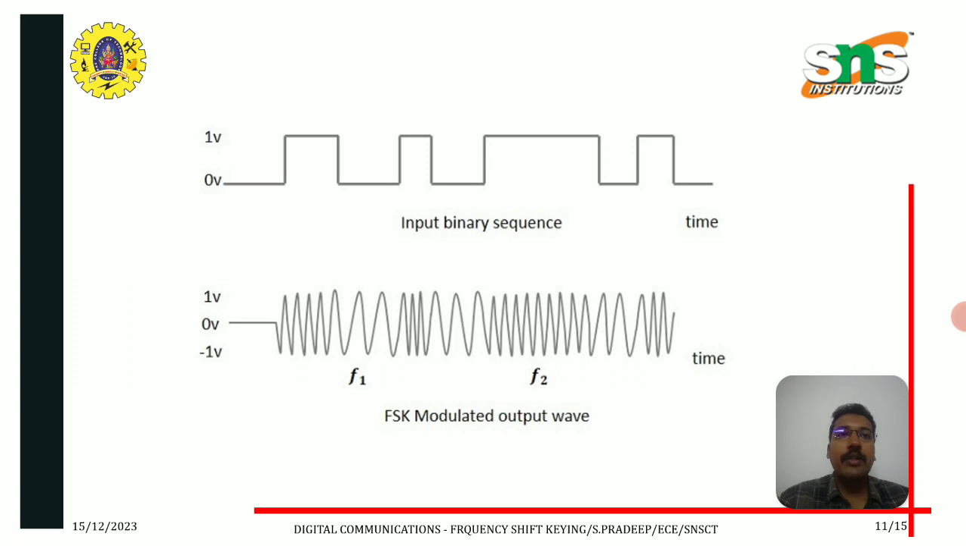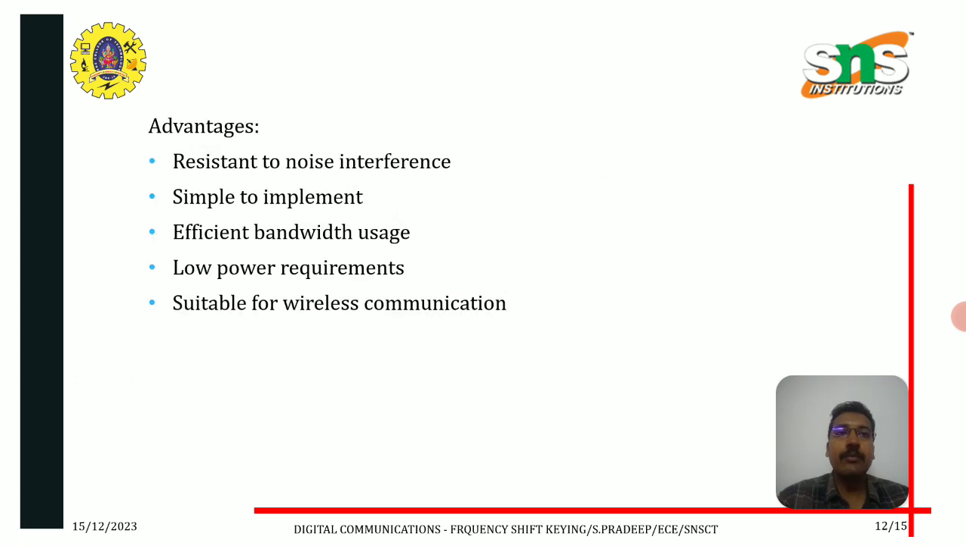This figure shows the graphical representation of the input binary sequence and the FSK modulator output waveforms. The advantages of FSK are that it is resistant to noise interference, simple to implement, efficient in bandwidth usage, and low in power requirements, and it is suitable for wireless communication.